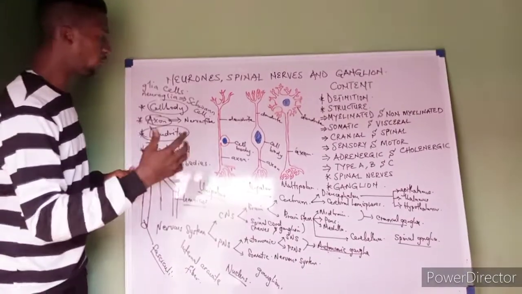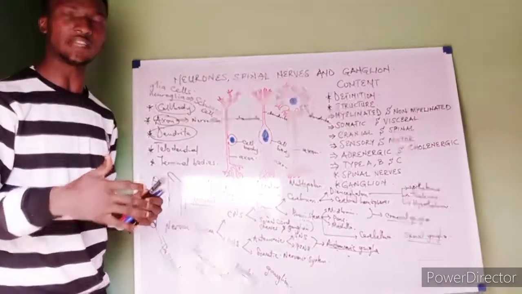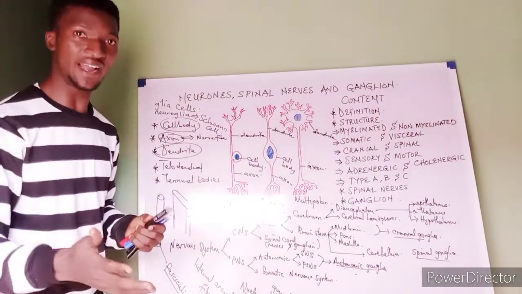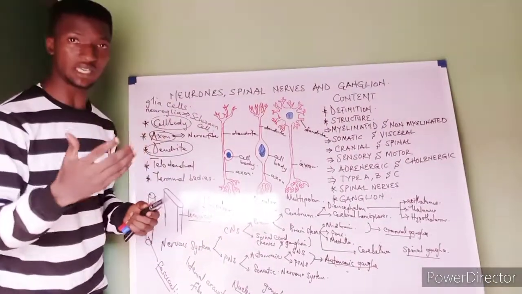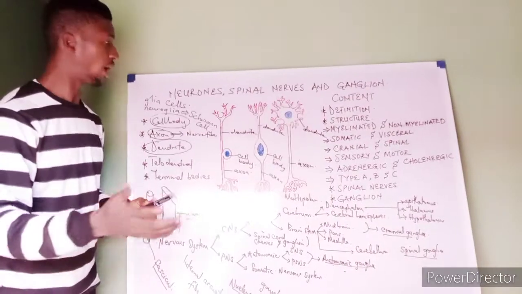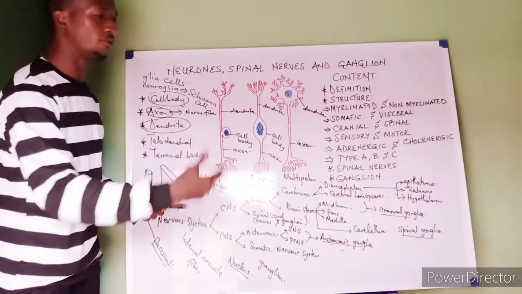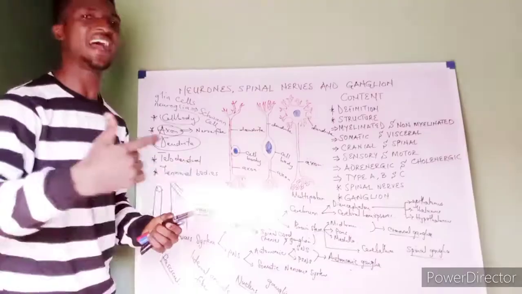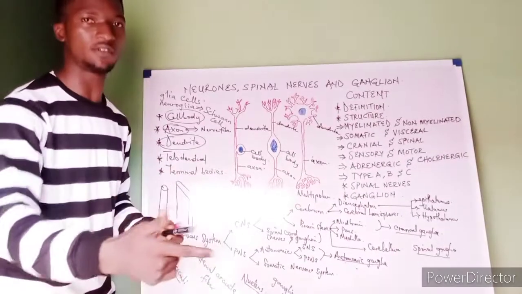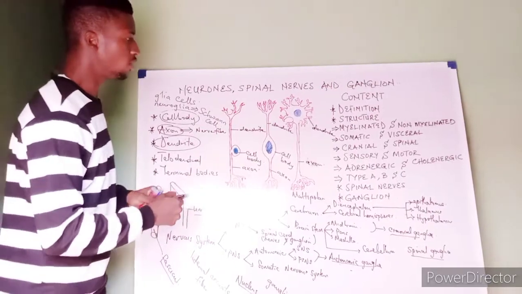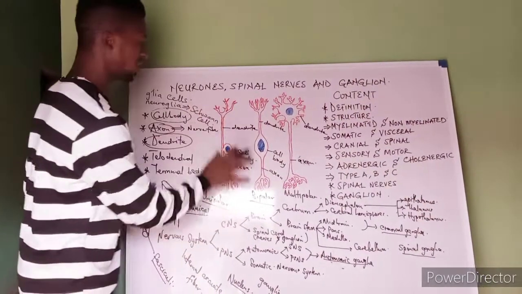Other examples, we have so many, like the oligodendroglial cell. We have the microglia cell. We have so many cells which are supporting cells. They provide nutrition and they enhance the fast transmission of impulses. So now we have the Schwann cells.